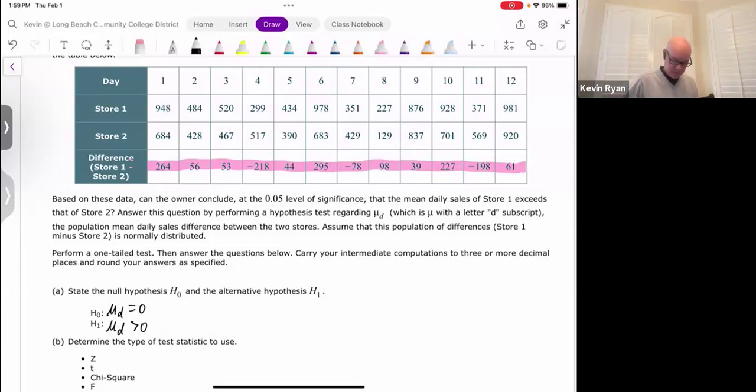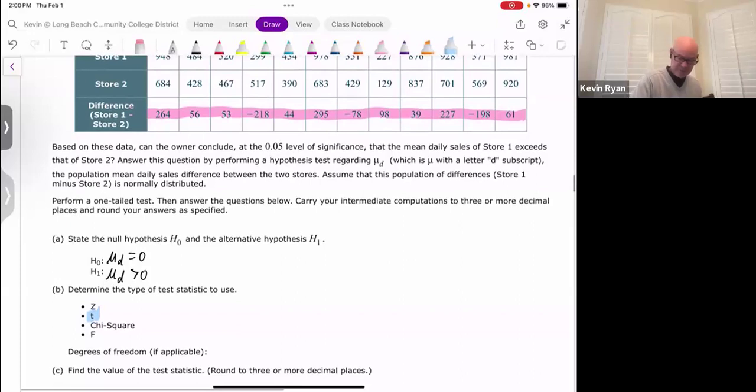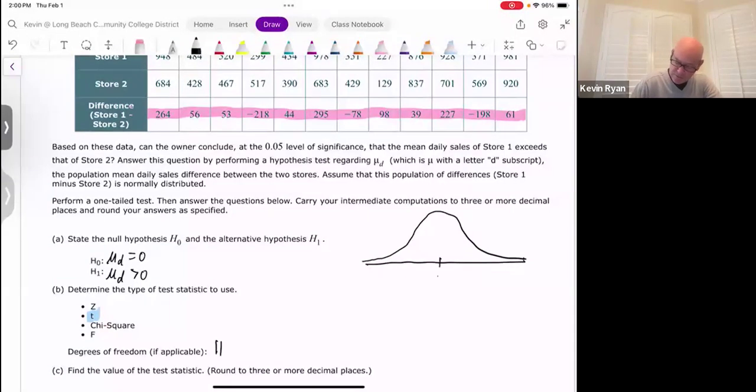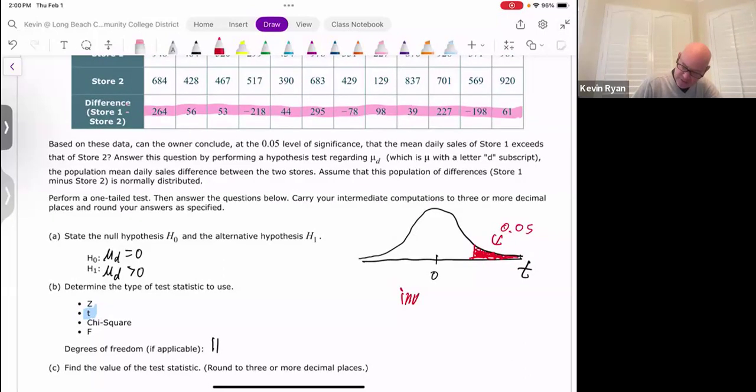All right, this is definitely a t-test statistic. And there are 12 days, so n is 12, which means my degrees of freedom is 11. And let's draw a t-distribution. And this is a right tail. Here we are at 5%, right? They said 5%, yeah. So to get my critical value, I need to do inverse t.